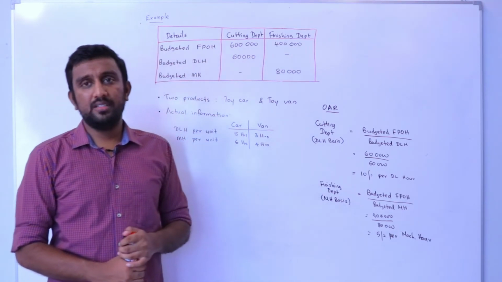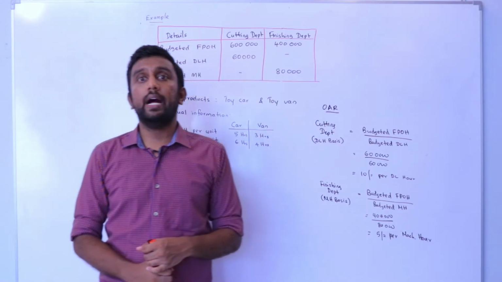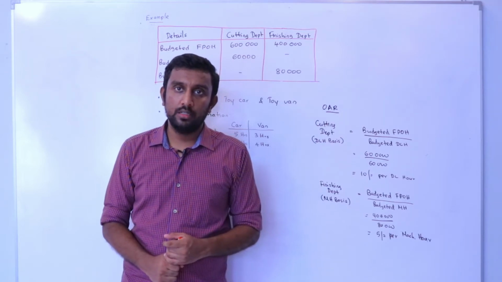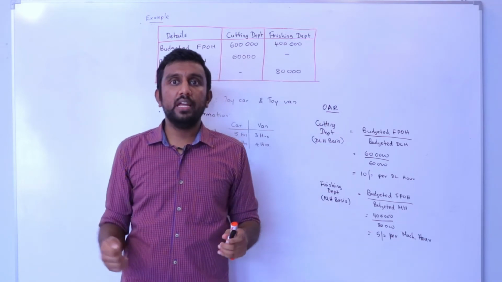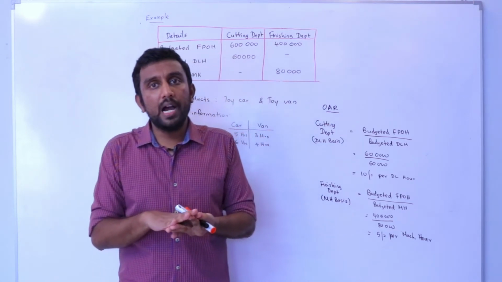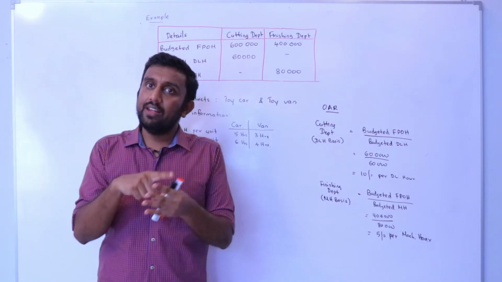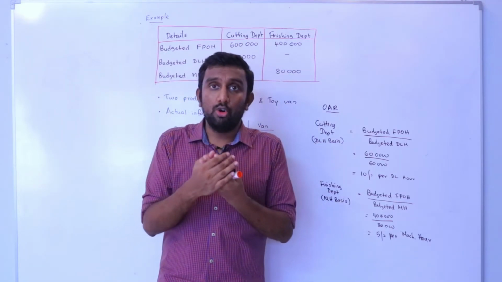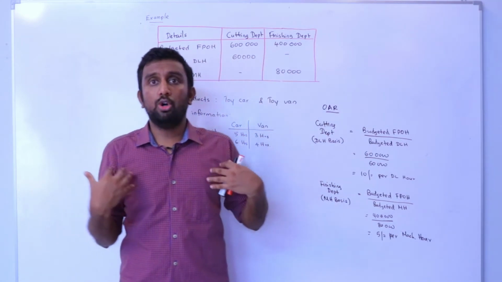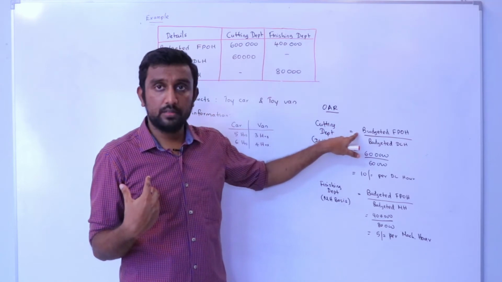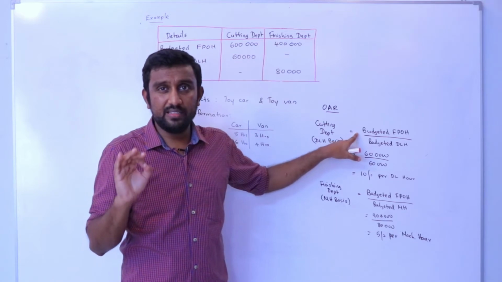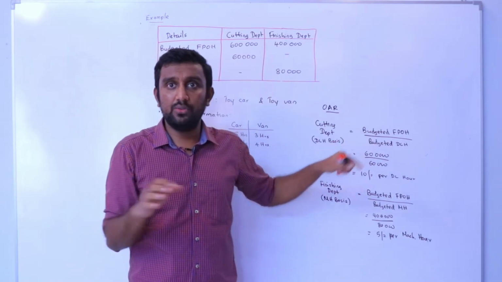So I have two departments. Therefore, I have two OAR. So OAR is based on department, not based on the product. If I have 5 departments, I should have 5 OAR. If I have 4 departments and 2 products, still I will have 4 OAR. Because OAR is for a department, not for a product. Because my total cost is for a department. My budgeted fixed production overhead is for a department, not for a product. Those are things you should understand to do the question properly.